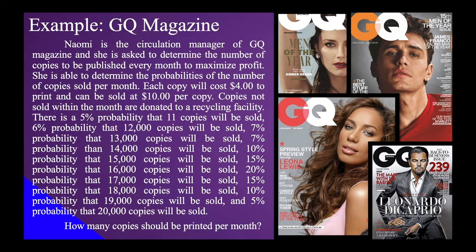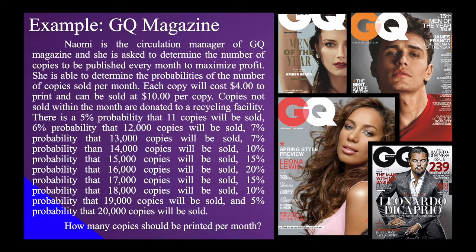[Naomi] is the circulation manager of GQ magazine, and she is asked to determine the number of copies to be published every month to maximize profit. Now, she is able to determine the probabilities of the number of copies sold per month. Each copy will cost $4 to print and can be sold at $10 per copy. So that will be the selling price.